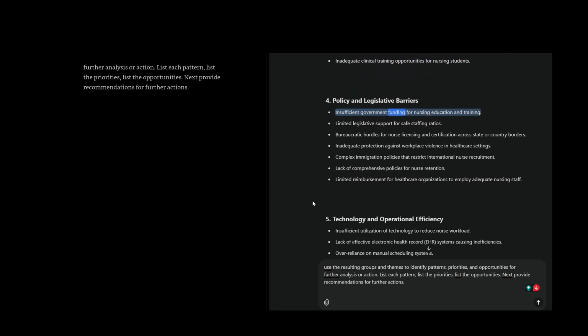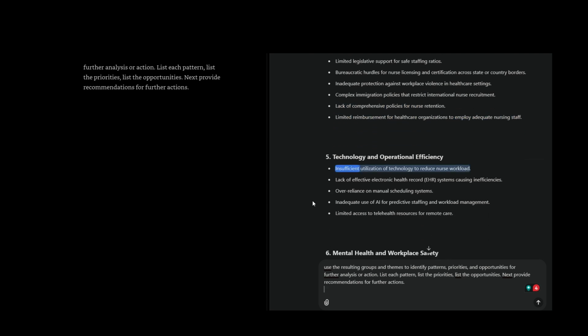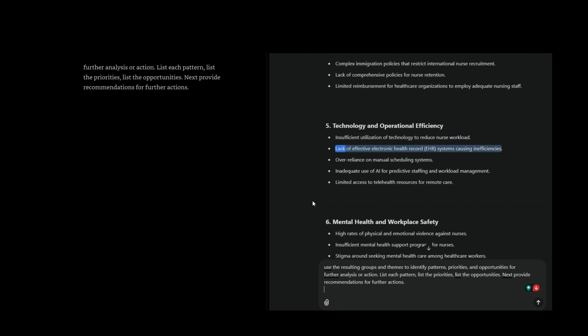4. Insufficient government funding for nursing education and training, limited legislative support for safe staffing ratios, bureaucratic hurdles for nurse licensing and certification across state or country borders, inadequate protection against workplace violence in healthcare settings, complex immigration policies that restrict international nurse recruitment, lack of comprehensive policies for nurse retention, limited reimbursement for healthcare organizations to employ adequate nursing staff.